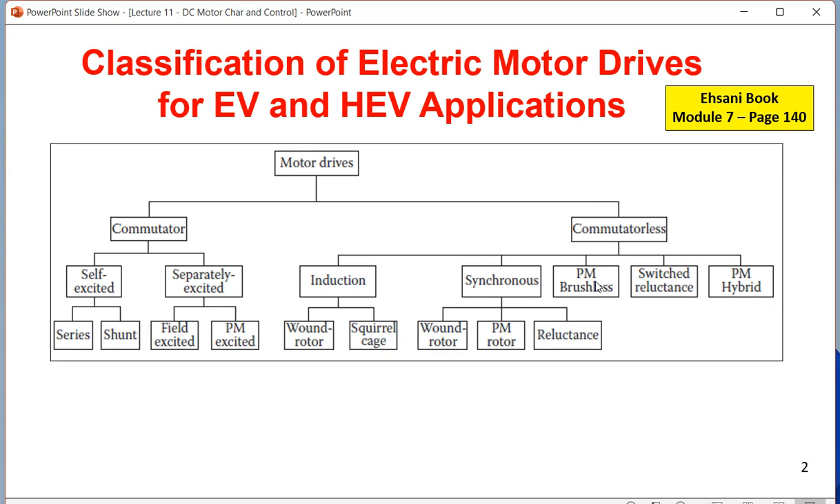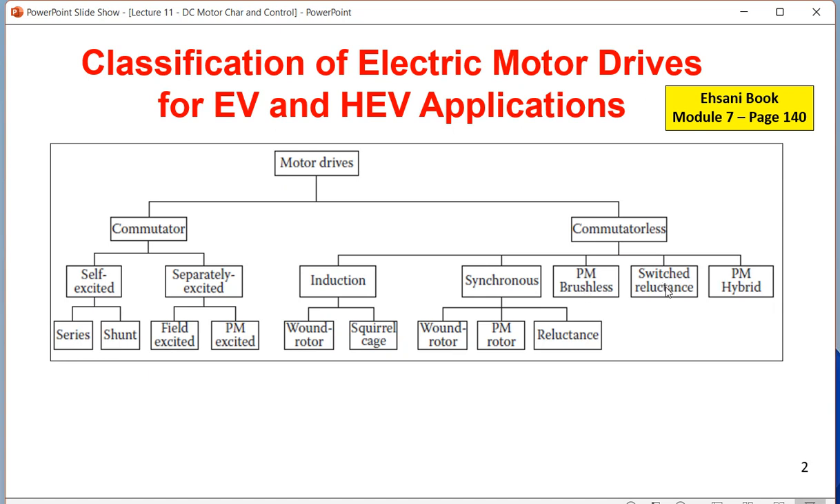Then under commutatorless motors, there is the PM brushless motor. This is the most widely used motor in electric vehicles, that is the permanent magnet brushless DC motor. It is very light because there is no field coil, as a permanent magnet is used. It is also light because the brush commutator arrangement is removed. So PMBLDC, you have to study, and this is the most widely used motor in case of EV. Then there is the switched reluctance motor, SRM.